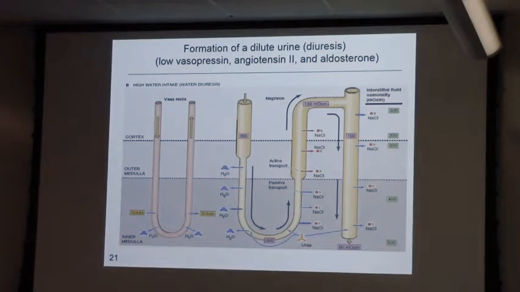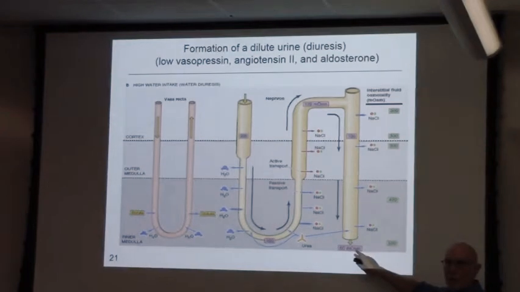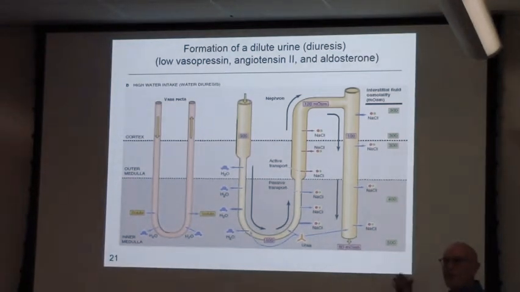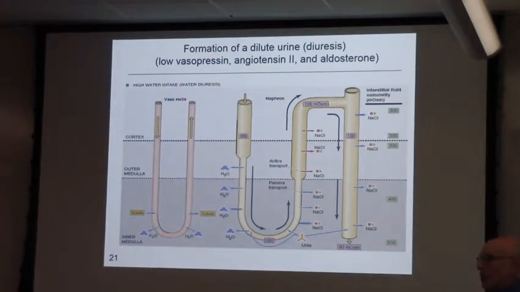Okay, loop of Henle, vasa recta, countercurrent multiplier in the setting of a hydrated person producing a dilute urine. Is vasopressin high or low? Wow, it says it's low. So I should have blanked out the title. Low vasopressin, low angiotensin, low aldosterone.